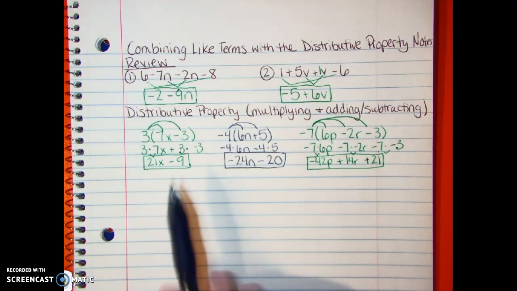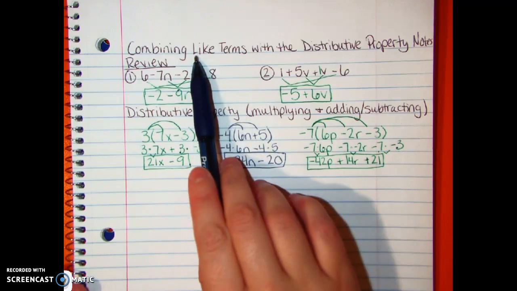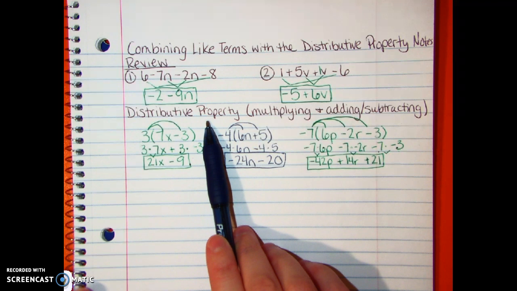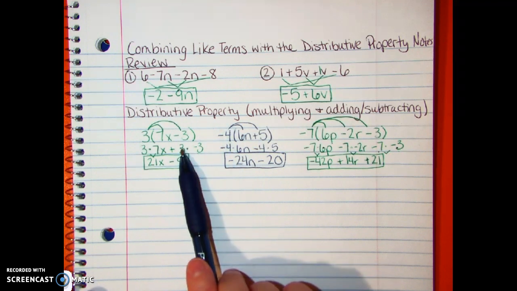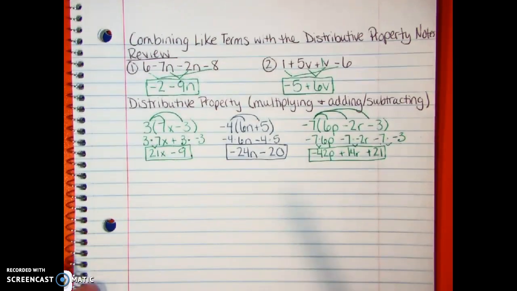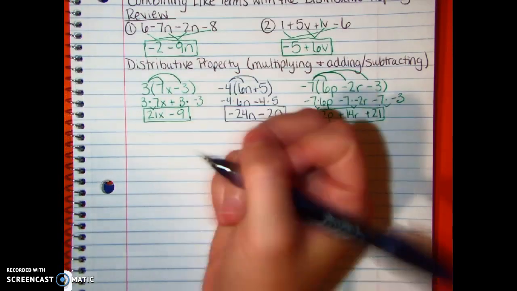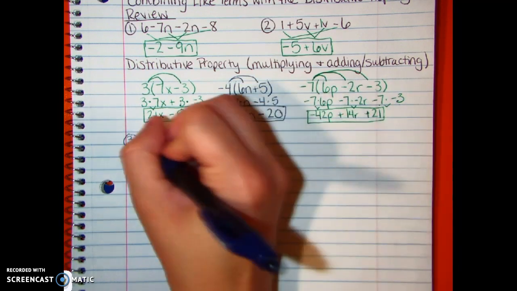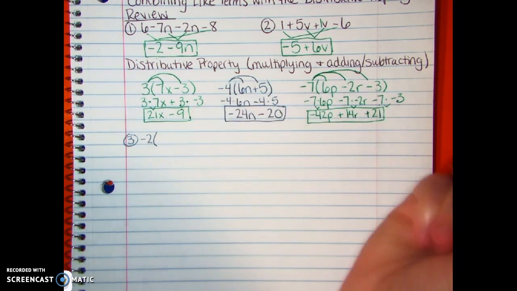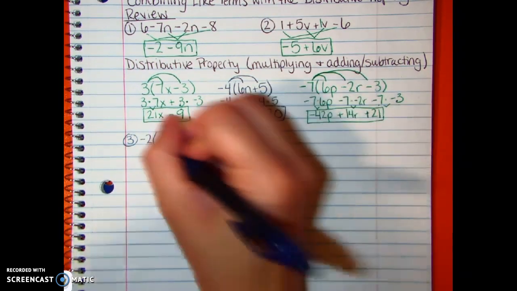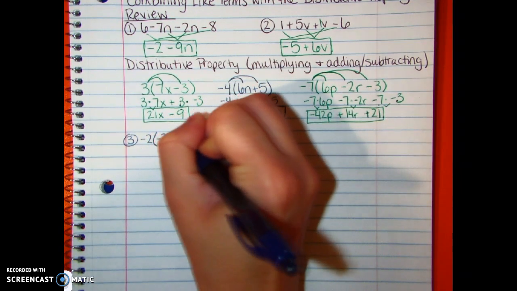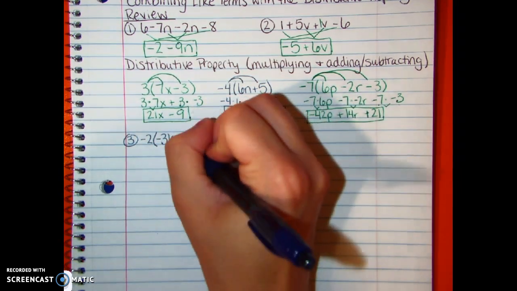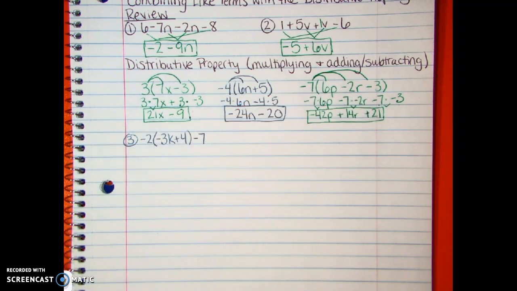Now, we're going to move on and combine like terms with the distributive property. So you're going to start by doing distributive property, then you're going to have to combine like terms. So let's look at this one. It is negative 2, and then inside parentheses is negative 3k plus 4, and then outside is minus 7.